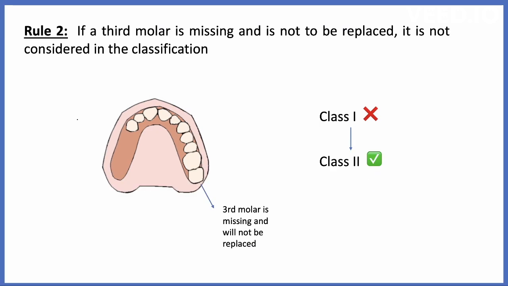Rule 2 states that as the third molar is missing and is not to be replaced, it is not considered in the classification. In this example, the third molar is missing and will not be replaced, so it will not be Class 1. It will be Class 2 since the edentulous area is unilateral.